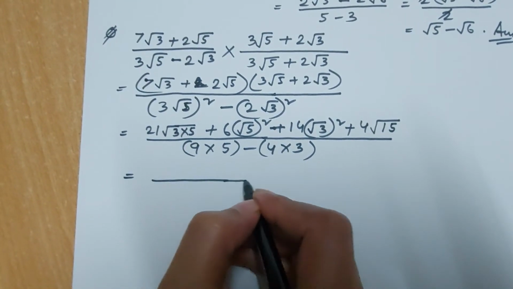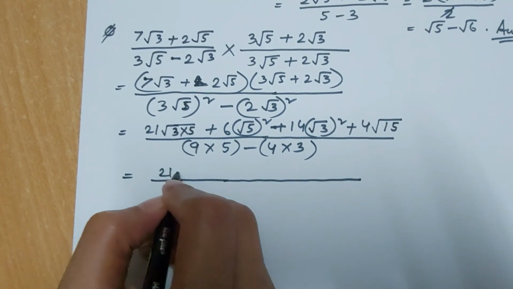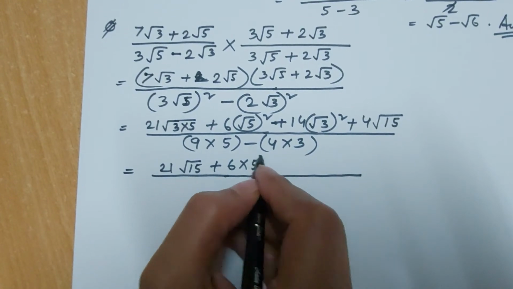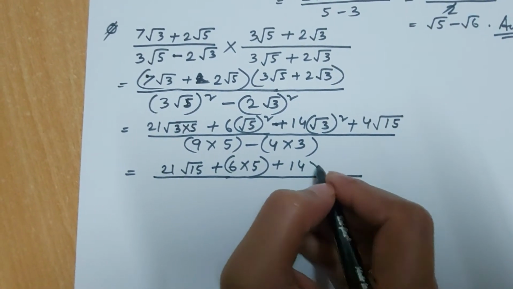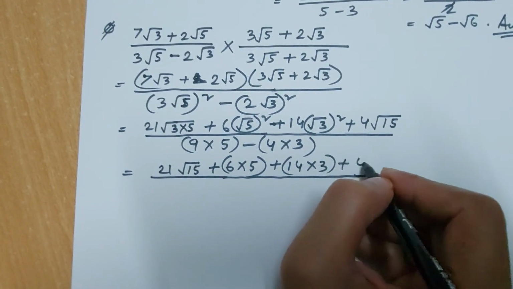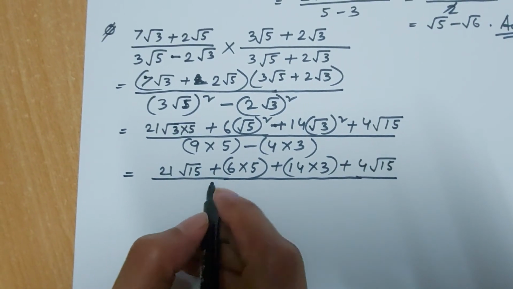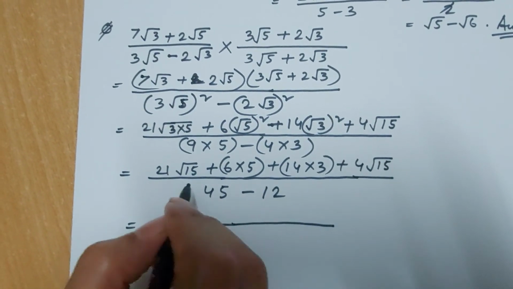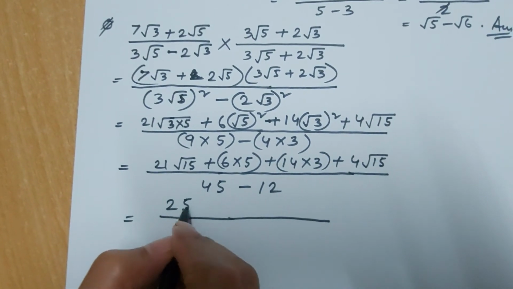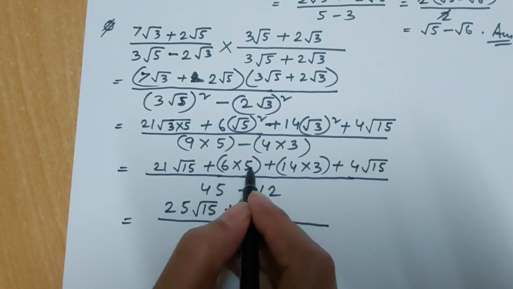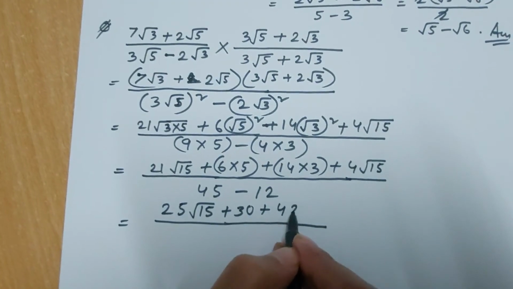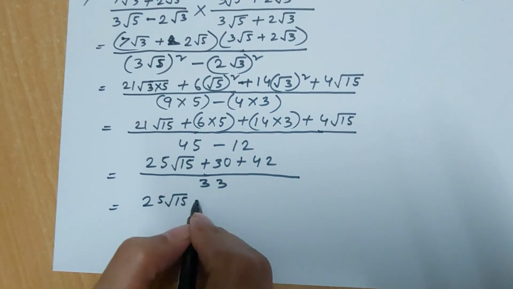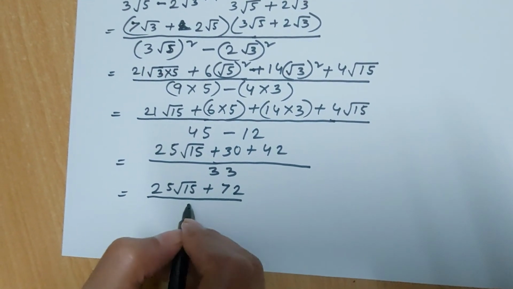And here is the calculation. So 21 root 15 plus 6 into 5 plus 14 into 3 plus 4 root 15, divided by 45 minus 12. Then 21 plus 4, 25 root 15 plus 30 plus 42, divided by 33. Then 25 root 15 plus 72 divided by 33.